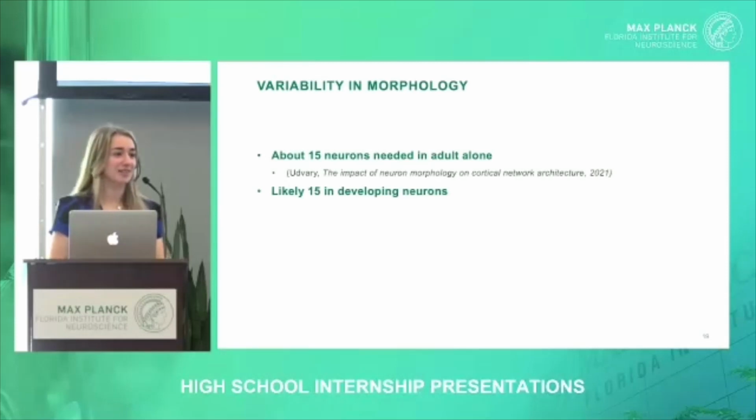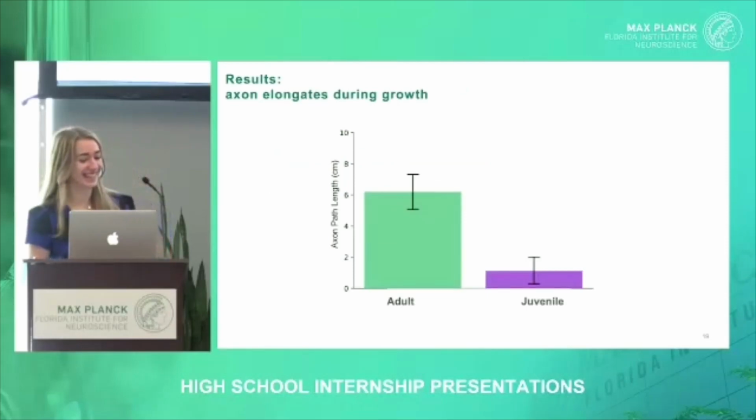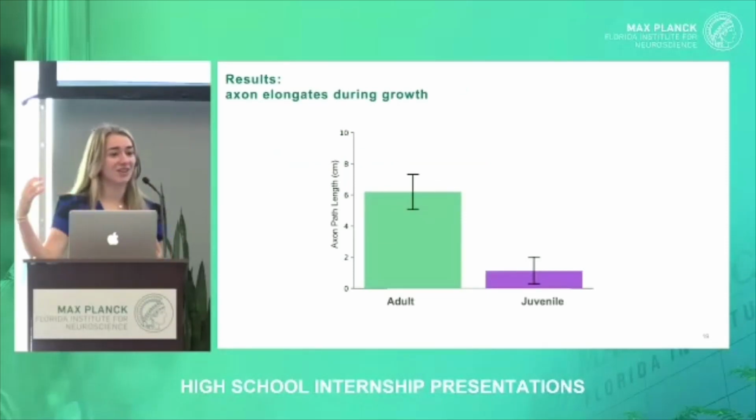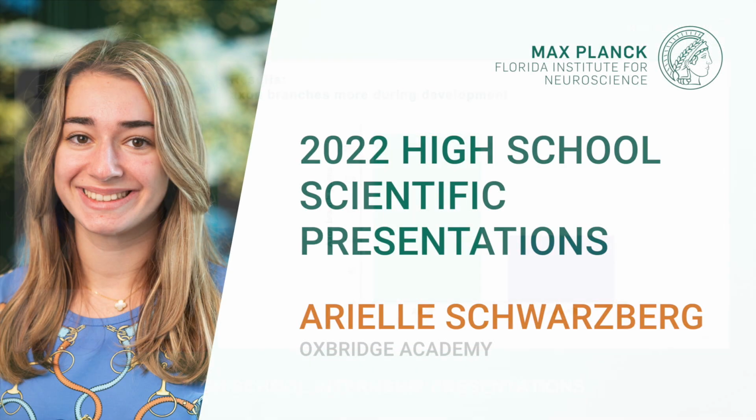So the question was to elaborate more on the axon's development, and I actually also have a slide for this. So the axon actually elongates during growth, and surprisingly, the dendrites or the branch points also increase. So whereas in the dendrite, you saw fewer branch points, in the axon, you will see more branch points.